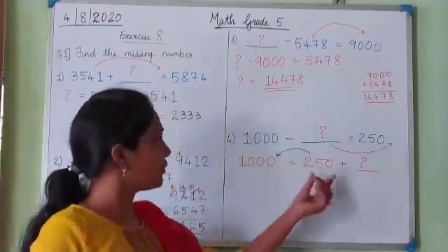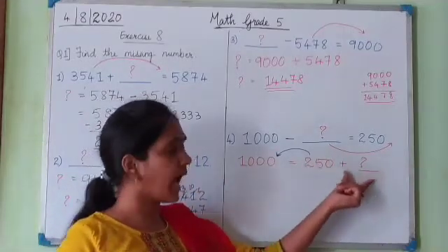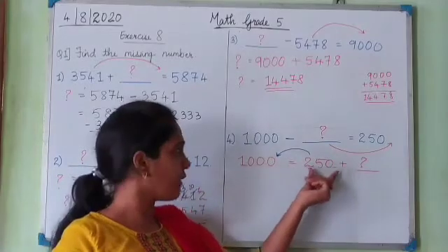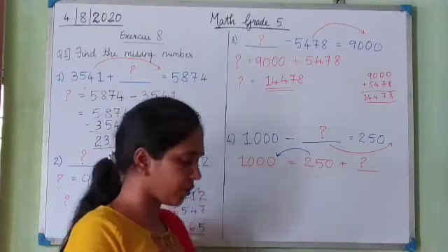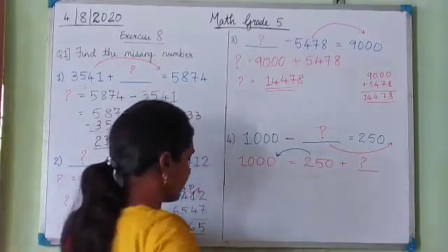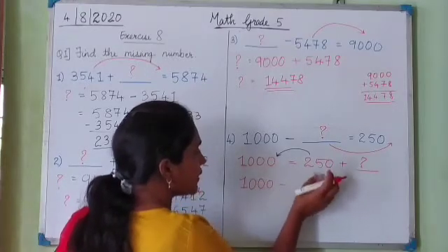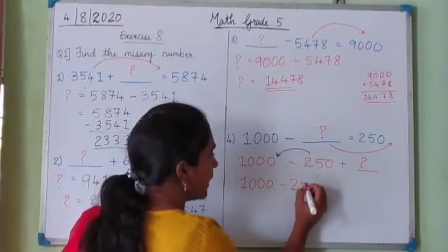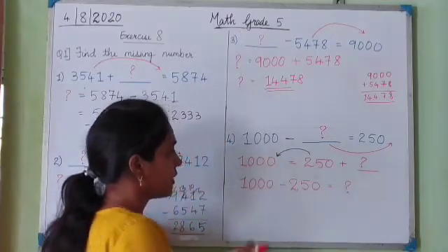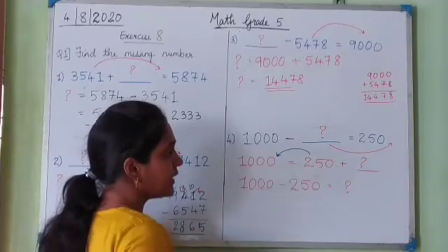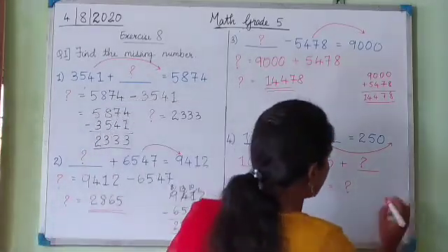Now this 250 is having which sign here? Plus sign, right? It is being added to the second number. So after going to the other side, it will become minus, or it will get subtracted from here. So this becomes what? 1000 remains as it is, and this 250 after coming here becomes minus 250 is equal to the question mark. So now we have to subtract these two numbers, 1000 and 250. So how much is 1000 minus 250?